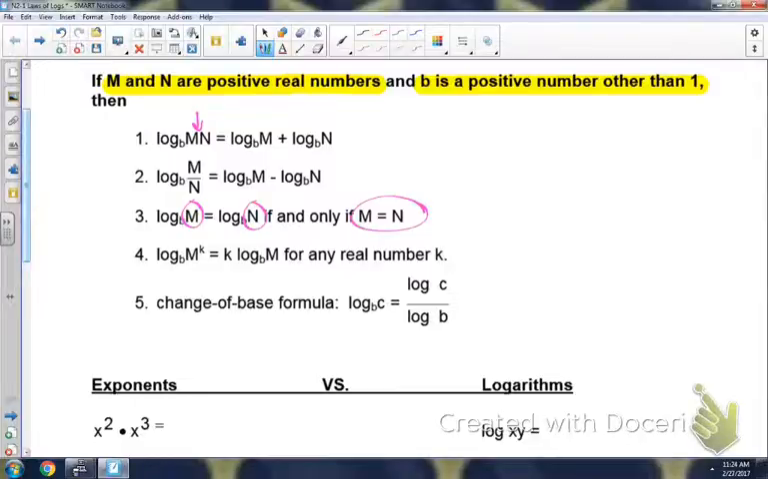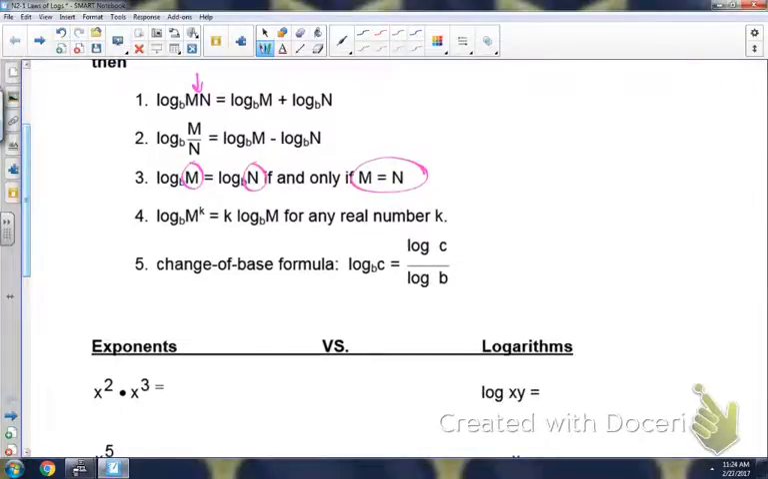Then law 4 tells us that if we have an exponent with a log, we can rewrite it as a coefficient in front. That's k log base b of m, and k has to be a real number. Law 5 is the change of base formula, which we talked about last unit. You can only type a common log or natural log on the calculator because it has base 10. So there's a formula to change to base 10 and evaluate it on the calculator: log of c divided by log of b.